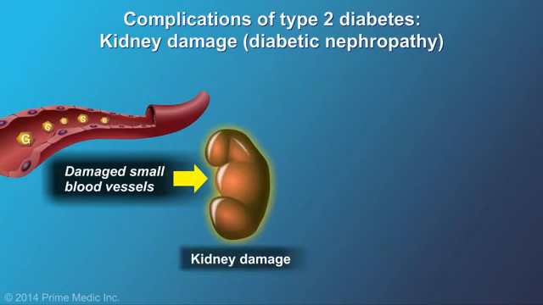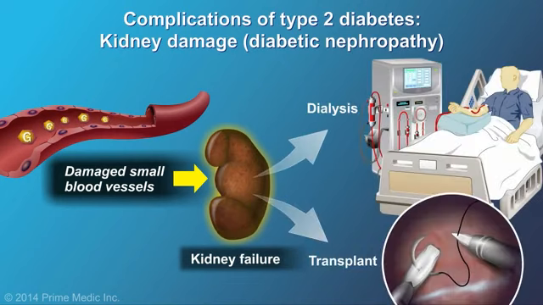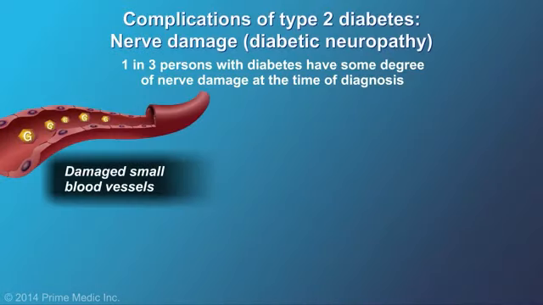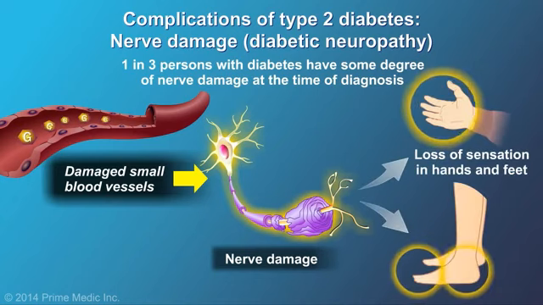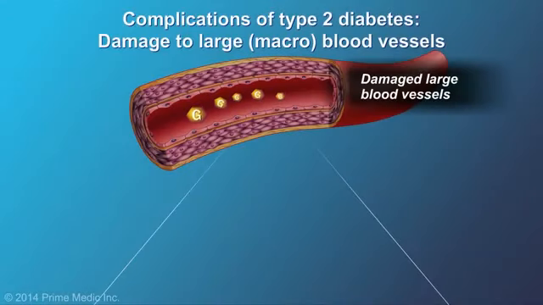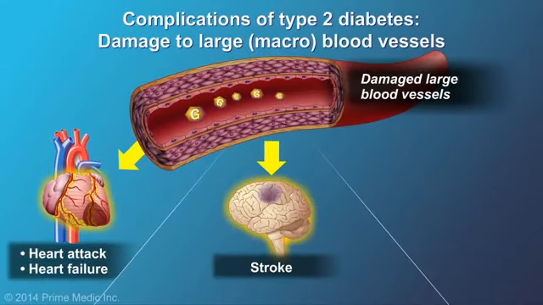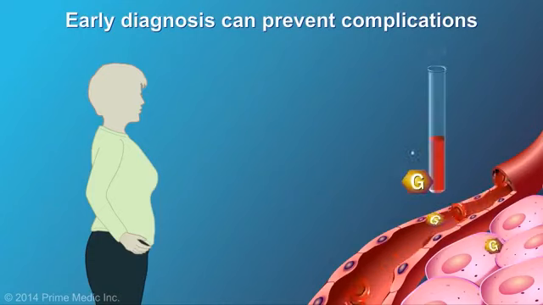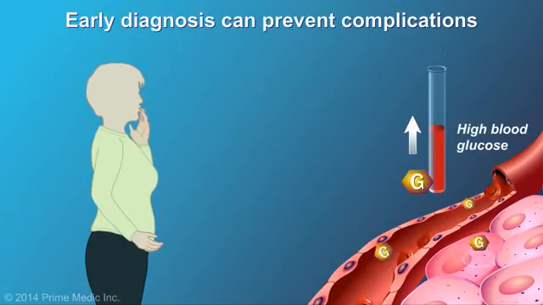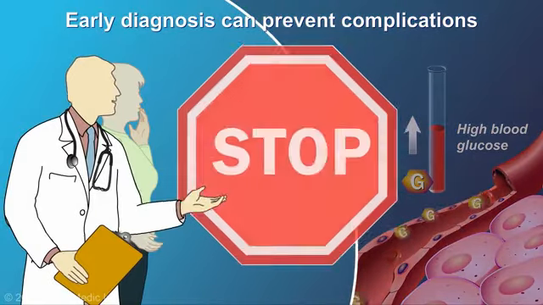Diabetic kidney disease, also known as diabetic nephropathy, is another serious complication that remains the leading cause of kidney failure requiring dialysis or kidney transplantation. About 1 in 3 persons with diabetes have some degree of nerve damage, known as diabetic neuropathy, at the time of diagnosis. Most commonly, this causes loss of sensation in the hands and feet. Damage to large blood vessels may cause heart attacks, strokes, and blood flow problems that can lead to foot ulcers or even amputations.